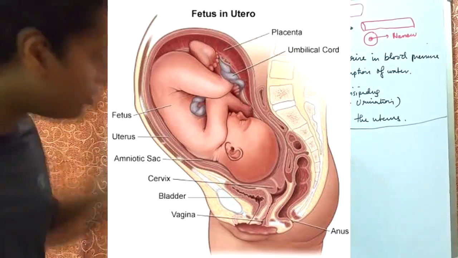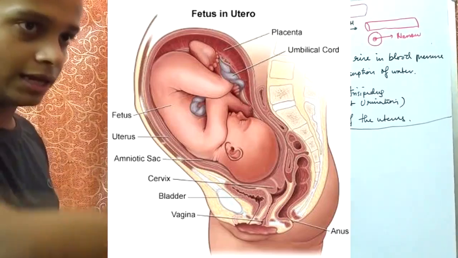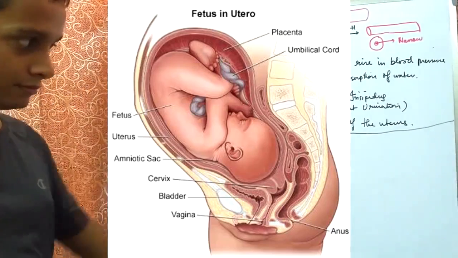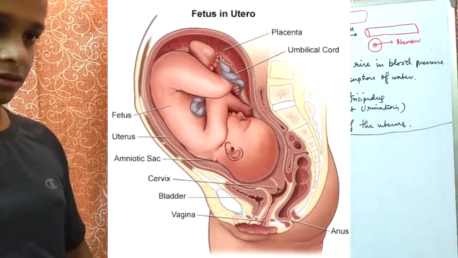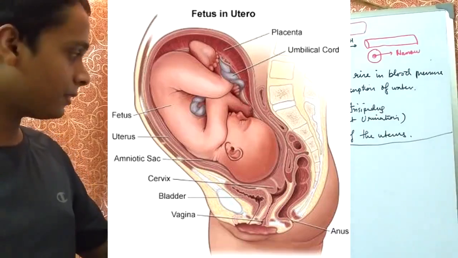Oxytocin helps in the stimulus, vigorous contraction of the uterus like this. And finally, the baby comes out. You can see it here. You can see the uterus. You can see then a baby in the mother's womb.